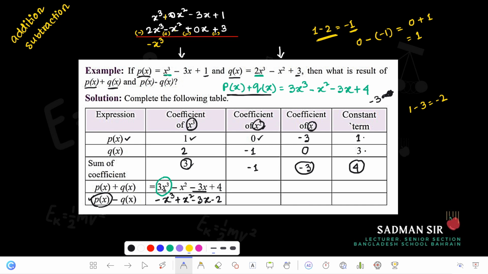So here 0, and here we have 1 x square, so it will be x square, and then minus 3x, from that we are subtracting 0, so if you are not subtracting anything, then it will remain as it is, and then plus 1 minus 3 gives us minus 2. So in this way also we can find the answer, and you will get exactly the same answer whether you use the table or not. I hope addition and subtraction is clear.